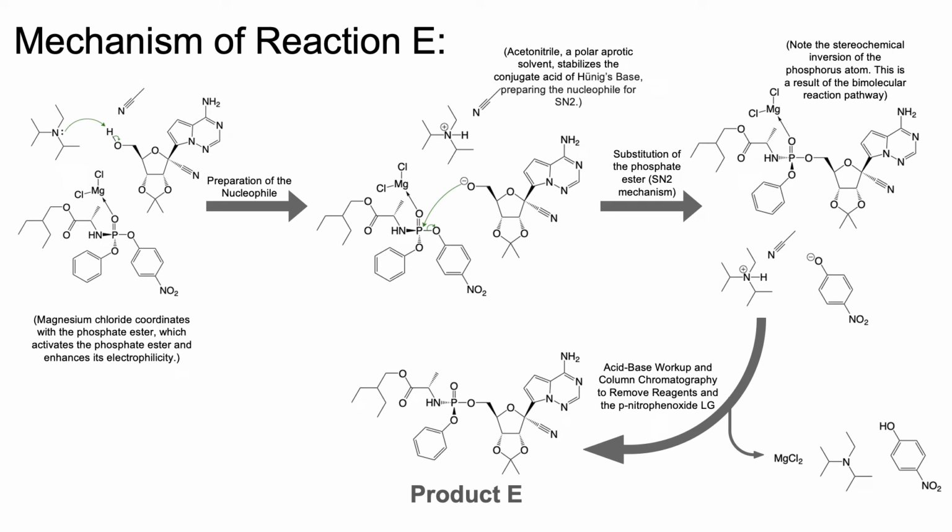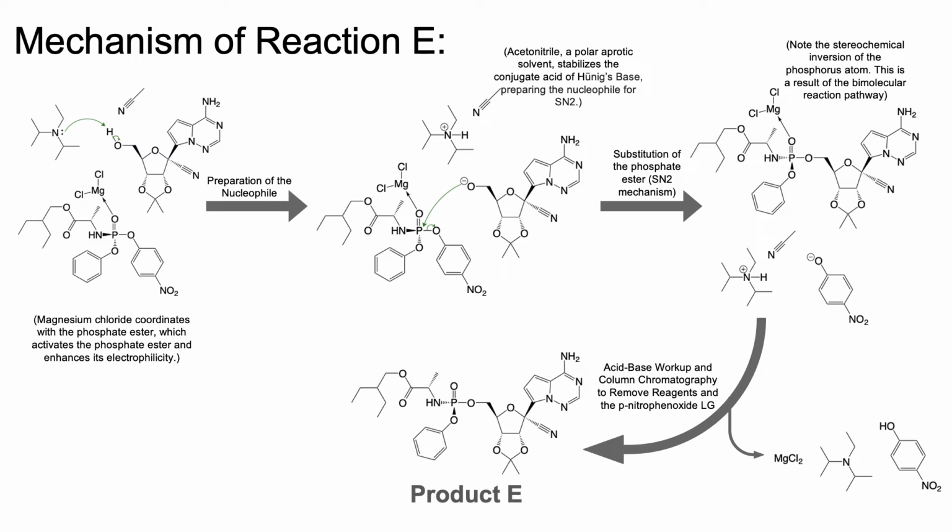Here's the mechanism for the phosphate ester substitution. The reaction starts by deprotonation of the nucleoside's hydroxyl group by using N,N-diisopropylethylamine, also known as Hunig's base. The resulting oxide will become the nucleophile.